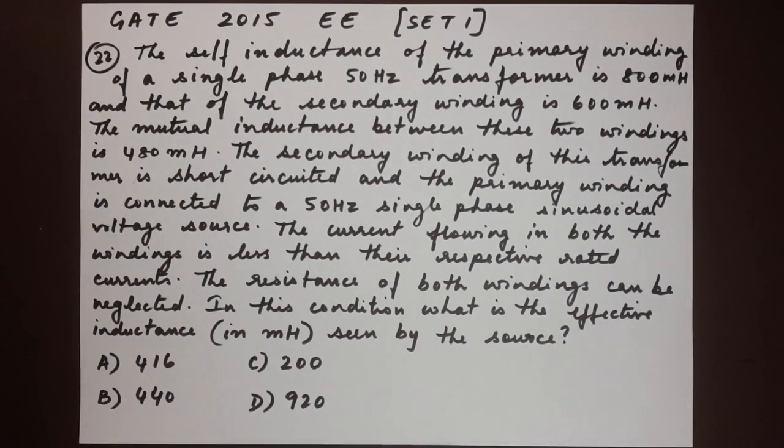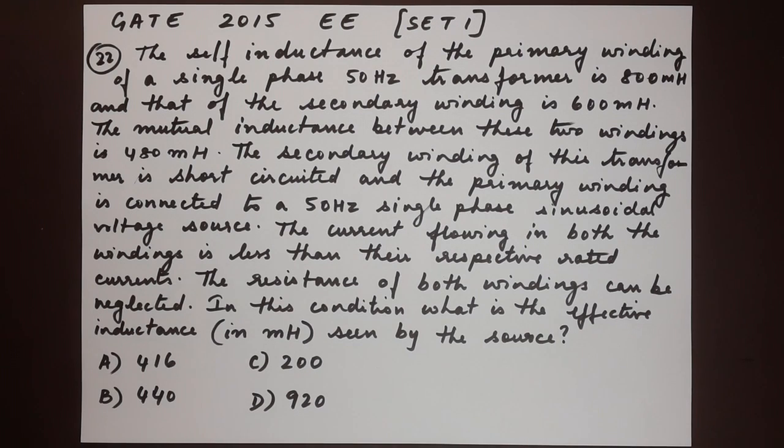Here's the next question, number 22. The self-inductance of the primary winding of a single-phase 50 Hz transformer is 800 millihenry and that of the secondary winding is 600 millihenry. The mutual inductance between these two windings is 480 millihenry.